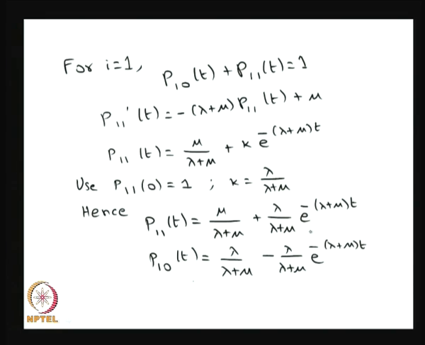Once I know P11 of t, I use the first equation. So, I will get P10 of t is equal to 1 minus P11 of t. Therefore, P10 of t is equal to this expression. You can cross check now. If you add both the equations, you will get 1, and if you put t equal to 0, you will get the initial condition correctly. And if you put t tends to infinity, which we are going to discuss in the limiting distribution, you will get mu divided by lambda plus mu, lambda divided by lambda plus mu.